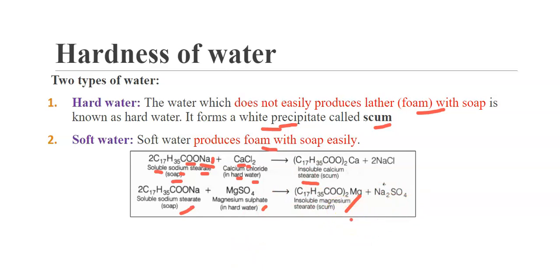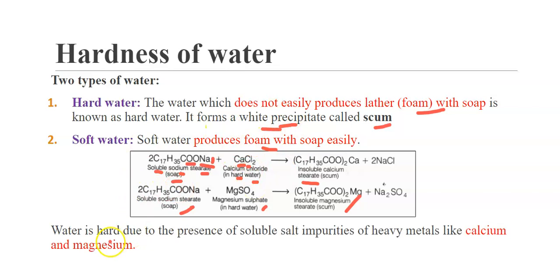So why is water hard? Water is hard due to the presence of salts of different metals, like calcium chloride and magnesium sulfate. These are salts of heavy metals. The group 2 metals in the periodic table are heavy metals, and salts of those metals make water hard. Here it is said, water is hard due to the presence of soluble salt impurities of heavy metals like calcium and magnesium. It can be calcium chloride, sulfate, nitrate. Similarly, it can be magnesium chloride, sulfate, nitrate, and so on.